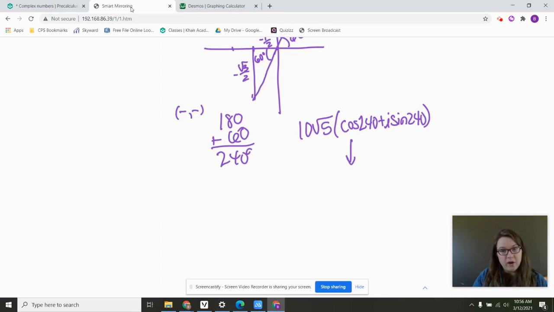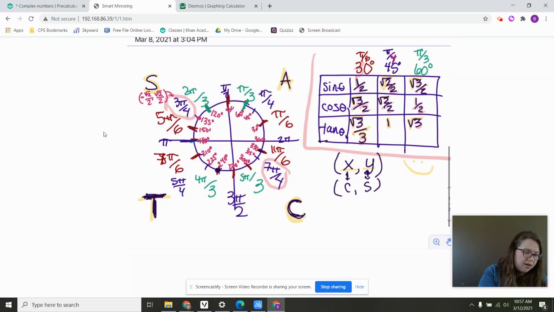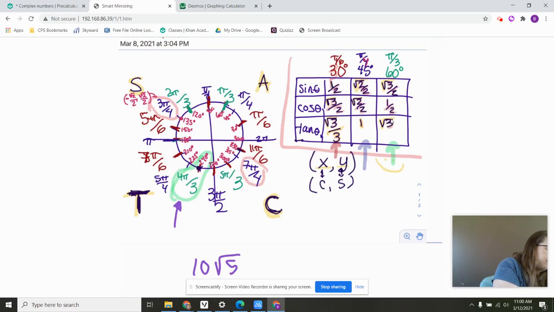So now we need to know what that is in radians. You can look on your unit circle if you have one, and I can send it to you. In fact, I will put it in the comments. So this is a unit circle, and the radians that go with 240 are right here: 4 pi thirds. So it's 10 square roots of 5, then cosine of 4 pi thirds plus i sine of 4 pi thirds.